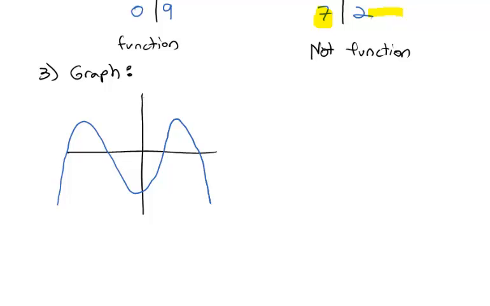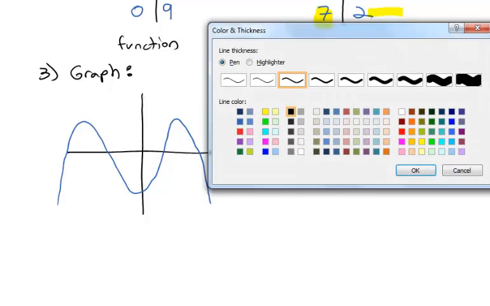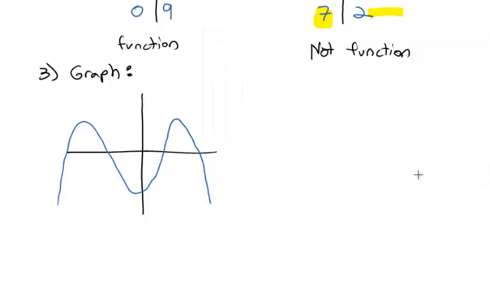And what makes a graph a function is each input, or each x value, has at most one y value. So I'm going to draw on here a line. Let's see, what color do I want to make this line? Let's make this line red, just for discussion. So I'm going to draw on here a straight line.